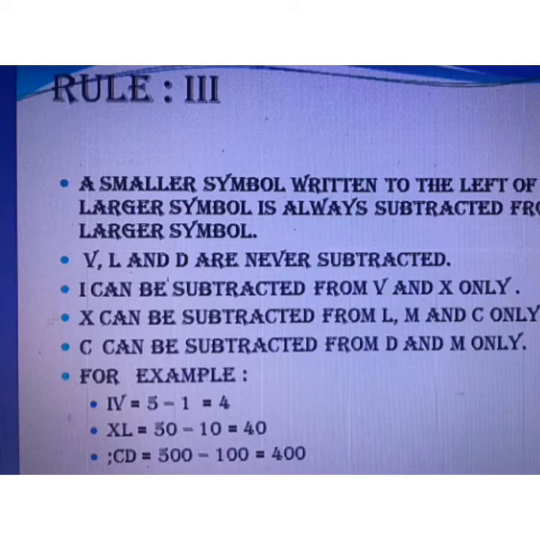For example, see here, I, V. You know well, V represents 5 and I represents 1, so we get 4. X, L. L represents 50, X represents 10, so 50 minus 10, you get 40. Now C, D. D represents 500, C represents 100, so 500 minus 100, you get 400. Have you understood, children?